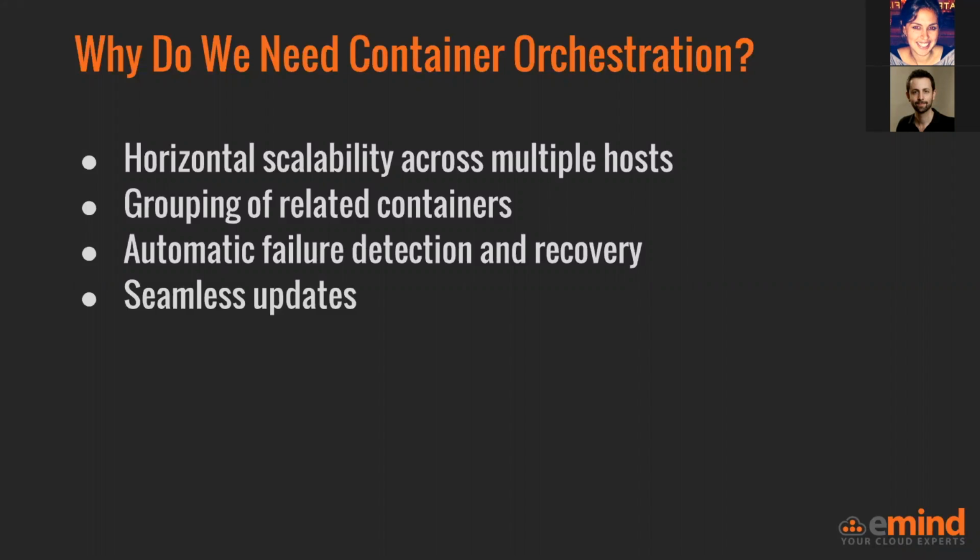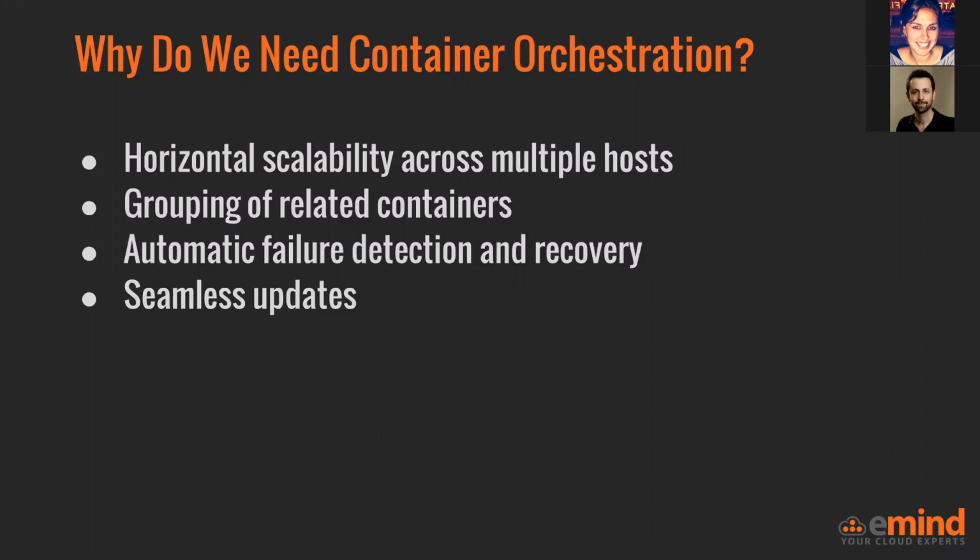We need to be able to achieve horizontal scalability across multiple servers. Sometimes we need to group together related containers. For example, we could have a container running a Python web app and another container running Nginx. And these two containers need to exist on the same host in order to work.